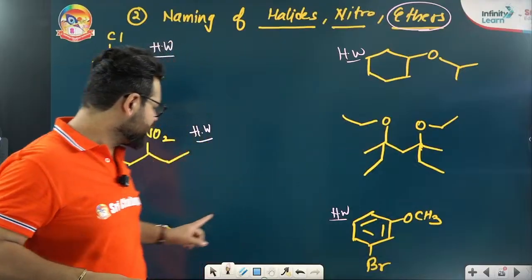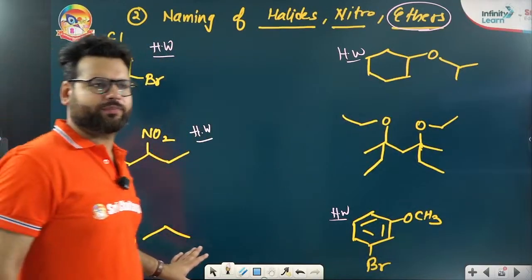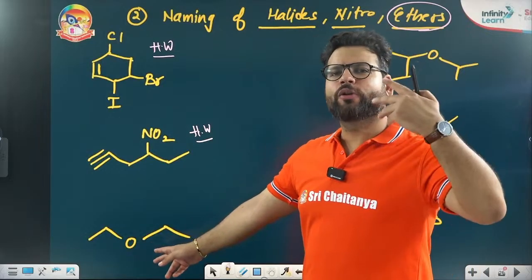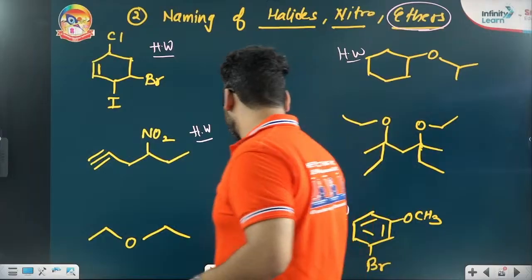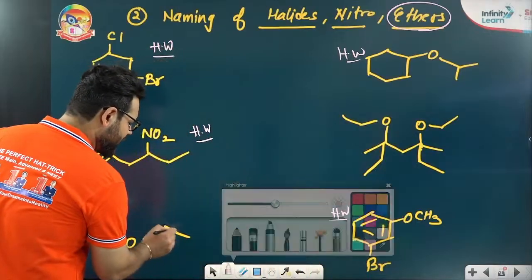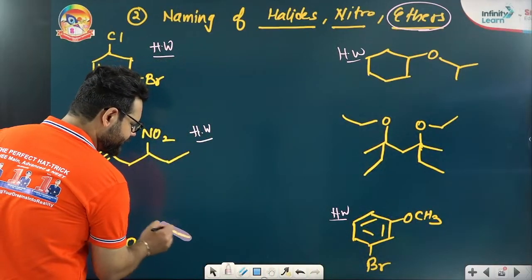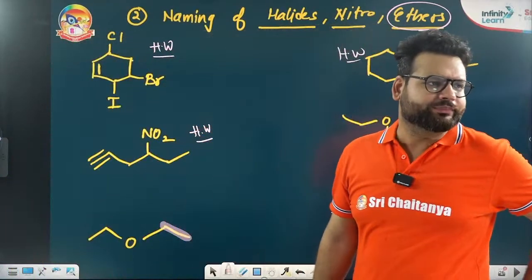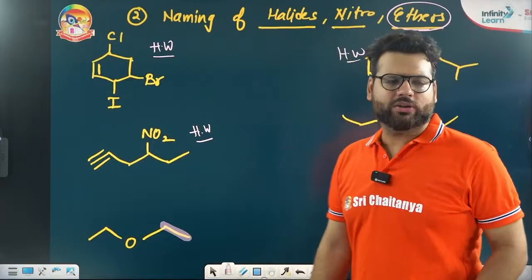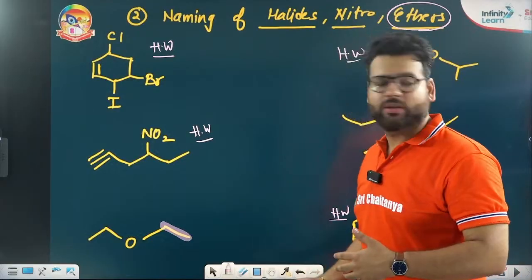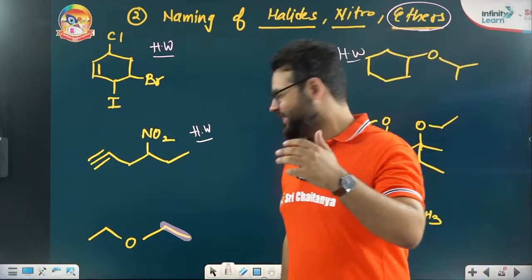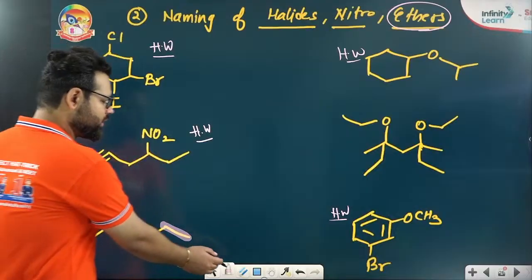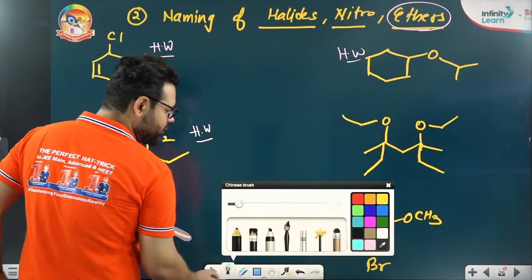So, main functional group absent. This one let us do first. Alkene absent. Directly go for maximum number of carbons. If I take this side or this side, both sides only 2 carbons I can choose. This is the parent chain, 2 carbon, it's ethane. Sharanya has given the correct answer. Ethoxyethane.